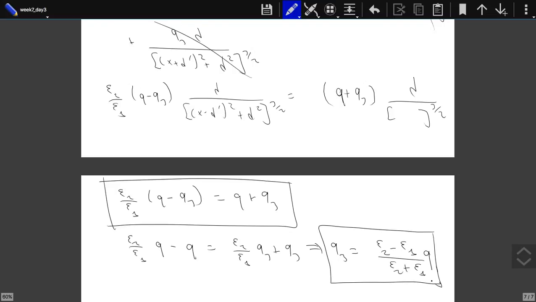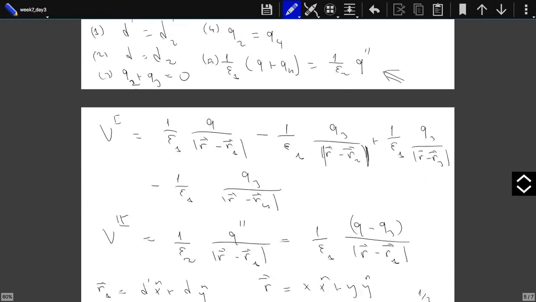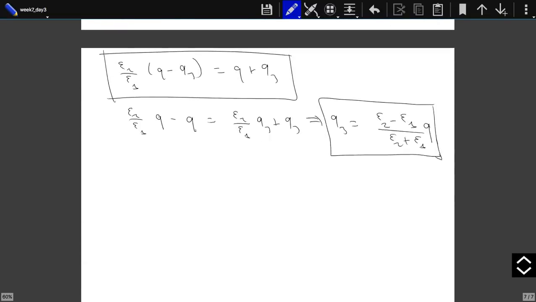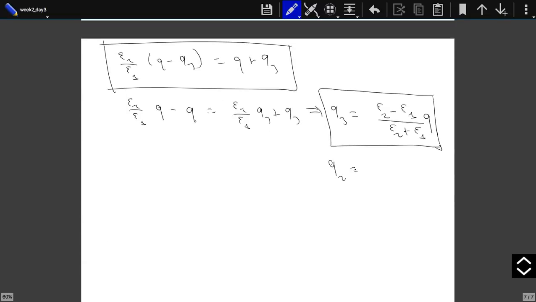So now we have all the unknowns. The other charges, we know q3. This q2 should be equal to minus q3, minus (epsilon 2 minus epsilon 1) over (epsilon 2 plus epsilon 1) q. And q4 is equal to q2, which is minus (epsilon 2 minus epsilon 1) divided by (epsilon 2 plus epsilon 1) times q.